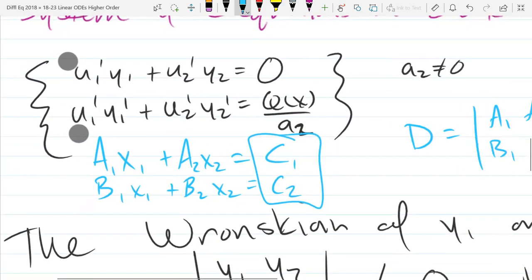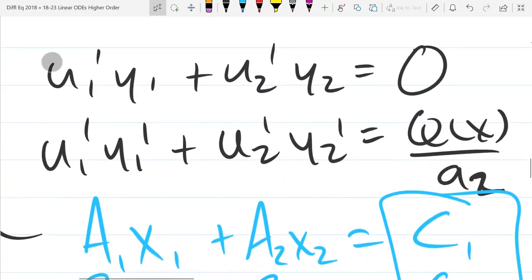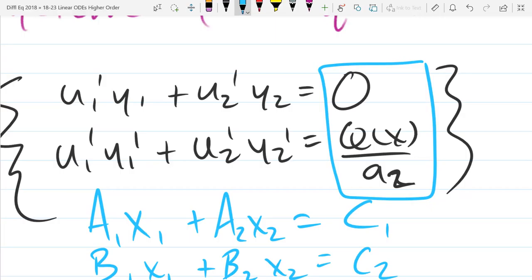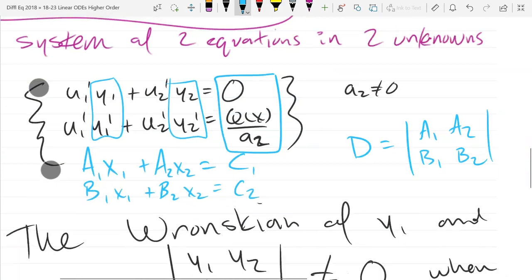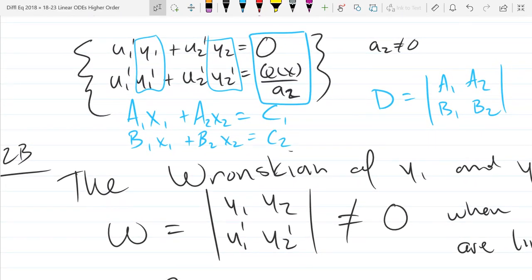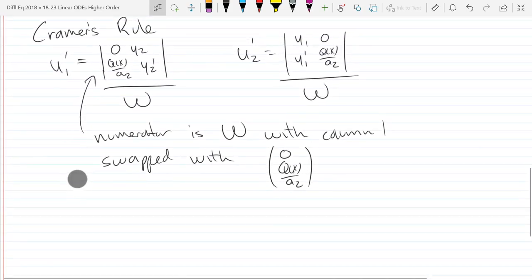So let's look at our system here. I will put a box around our constant column right here. So that's our constant column. And there's first column, second column right there of the matrix. So now let's go back and look at what we have. There's W right there: Y1, Y2 on the first row, Y1 prime, Y2 prime on the second row. And all we're going to do is swap out one column for that 0, Q over A2. So that's all we're doing right here. I just want to take it back to the good old days in pre-calculus 1 class where we did Cramer's rule. All right, so that's Cramer's rule, and you just swap out either your first or second column with that constant column.